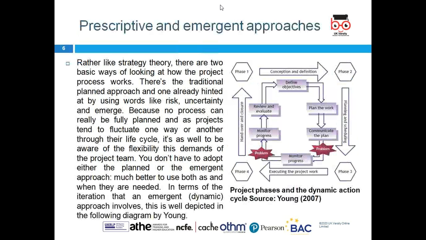No. Okay, next we are looking at the different approaches to managing risk or contingency plans. Rather like strategy theory, there are two basic ways of looking at how the project process works. The traditional planned approach, already hinted at by words like risk, uncertainty, and emergence. Because no process can be fully planned, projects tend to fluctuate one way or another.